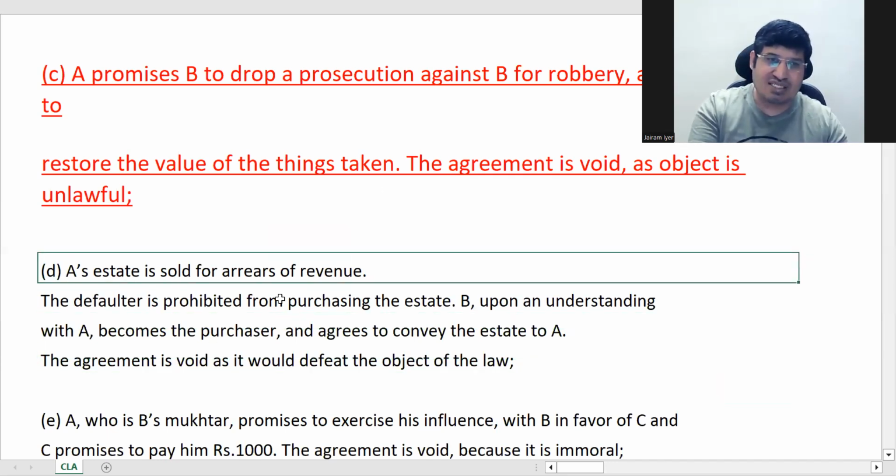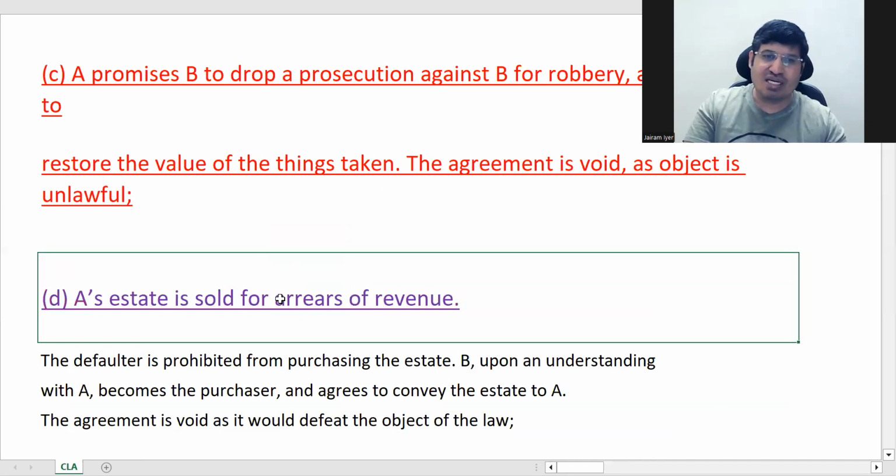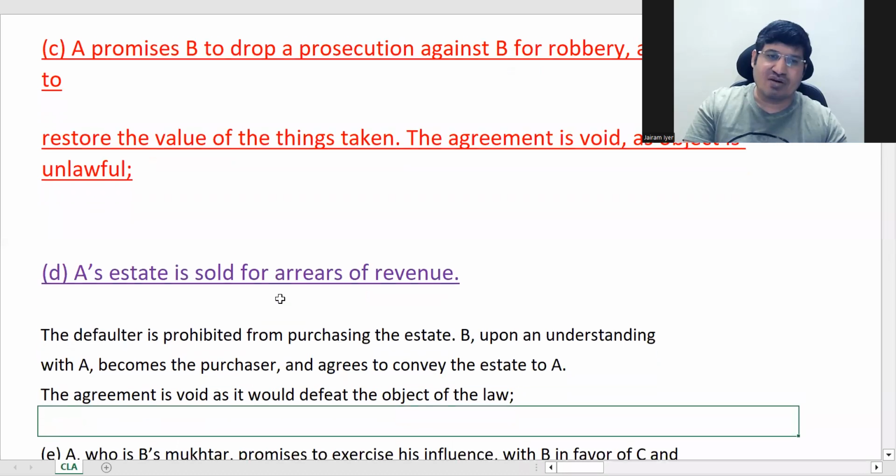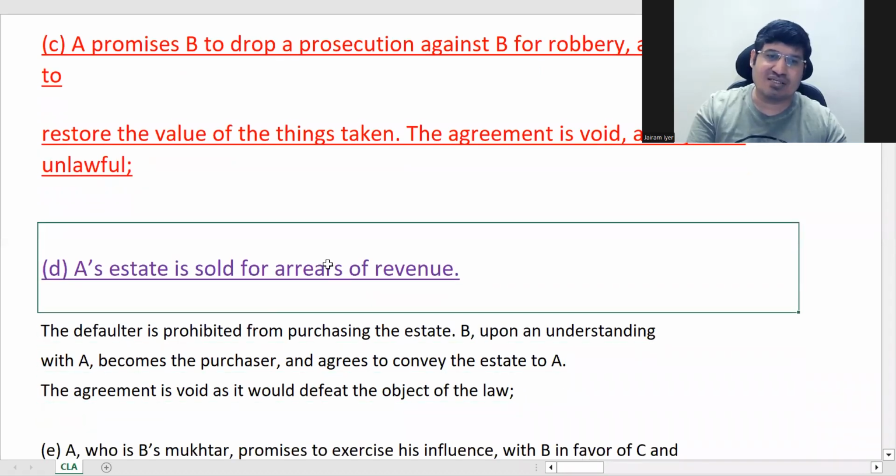Okay, A's estate is sold for arrears of revenue. So here what they are saying is the estate is sold for arrears of revenue. You have to pay land revenue, right? For many things, we pay property tax, like that. For many lands, you have to pay land revenue.